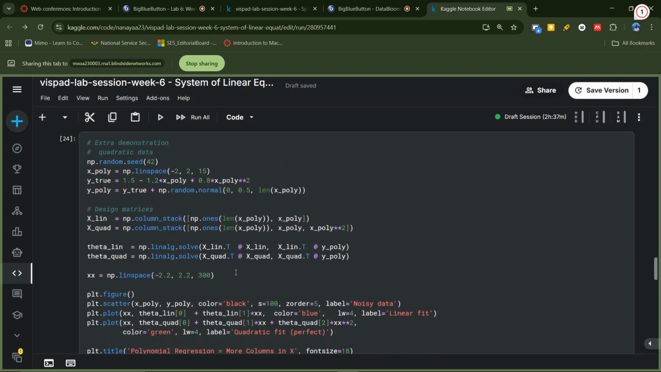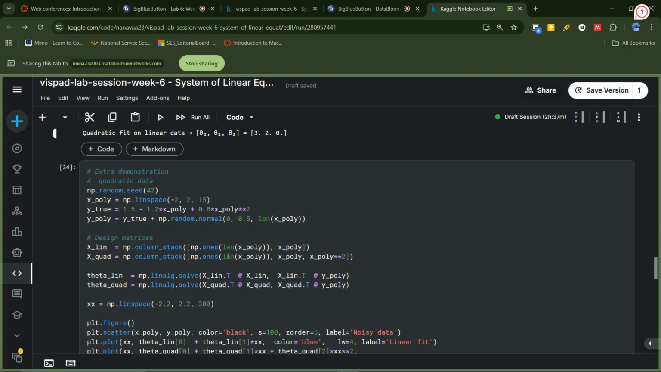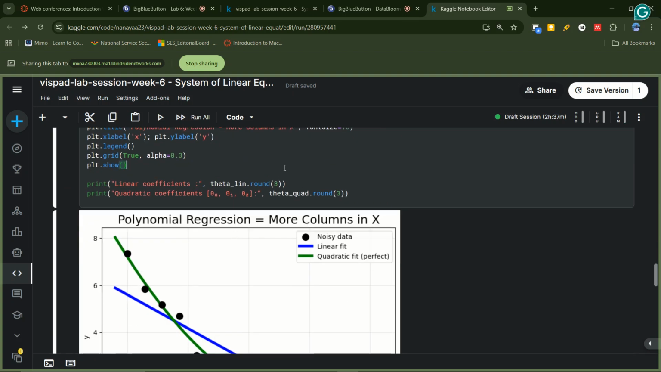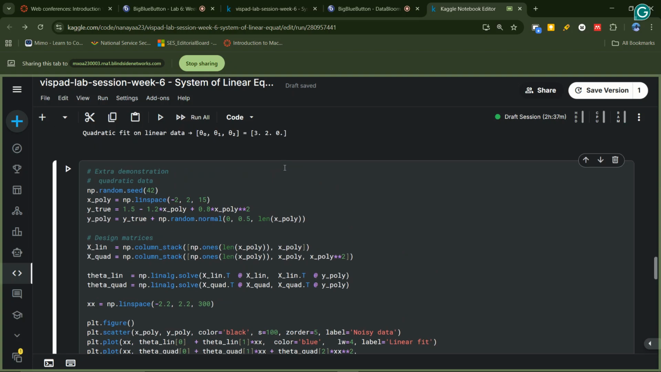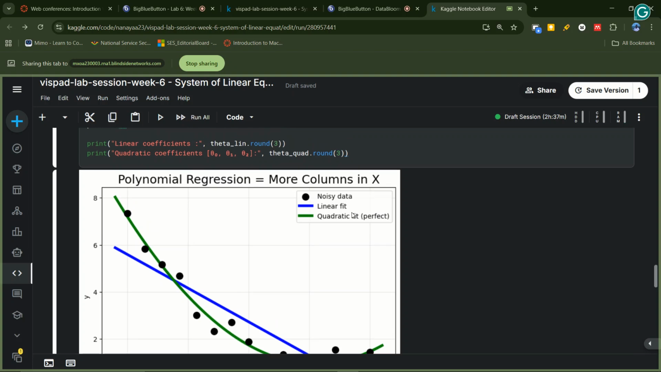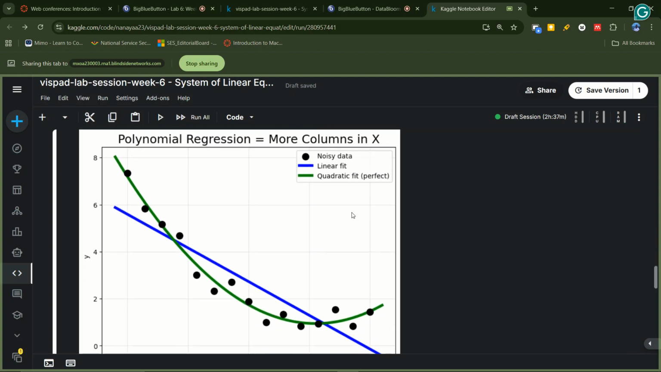This is the data I defined over here. It defined some random data. The start is -2, the end is 5, with a step of 2, right? Those are the points. If you look at it, the black dots represent some noisy data. What does it mean? The points are just scattered all around.